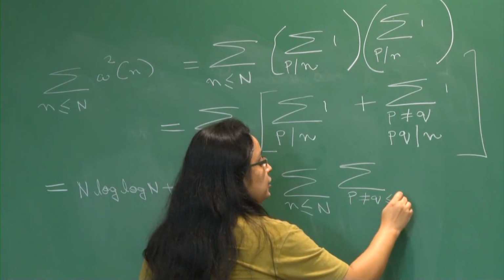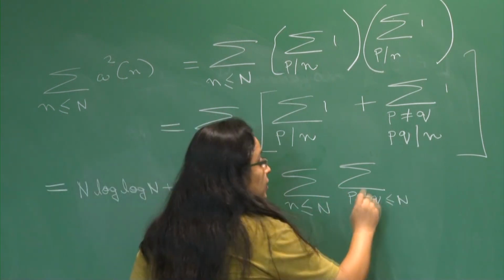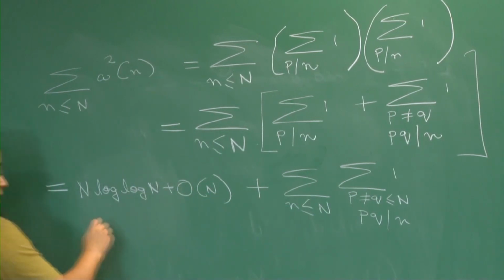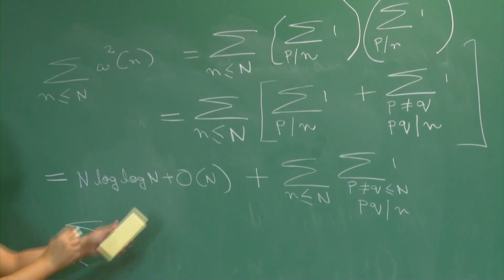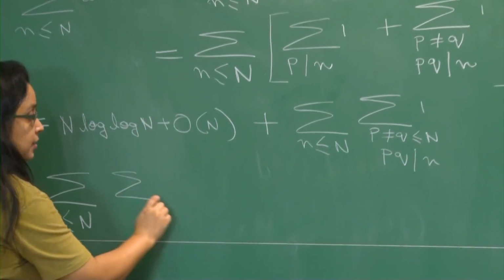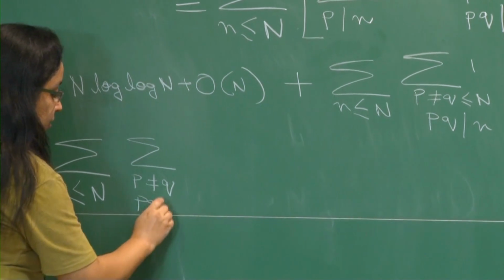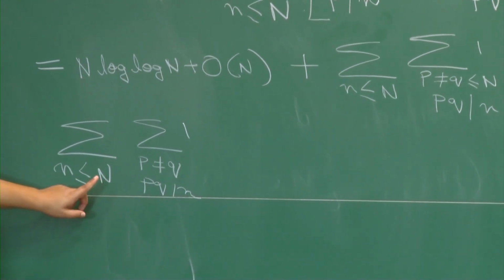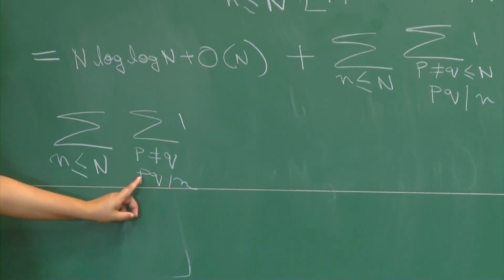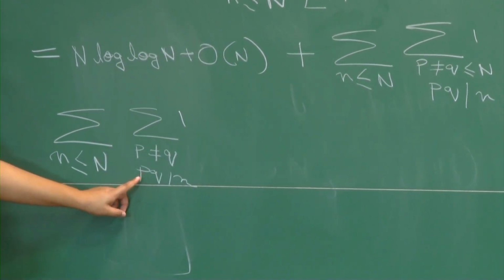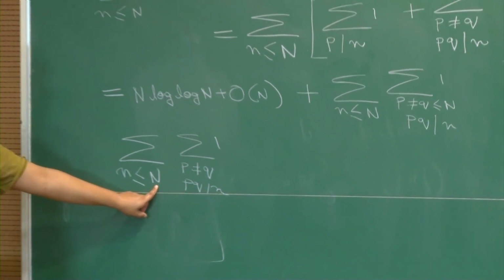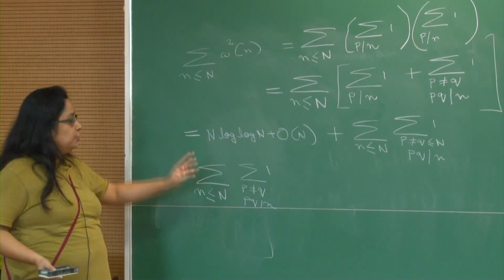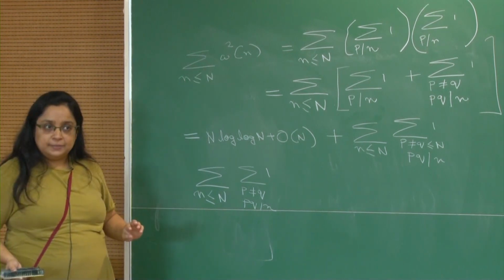You are running over all the primes up till capital N which are not equal to each other, and their products divide n. So, let us look at the second term. What do we have? If p times q divides little n and n is less than or equal to capital N, you can interchange this summation by first taking all those pairs of distinct primes p and q such that their product is less than or equal to capital N, and then in this inner sum you take all the multiples of pq which are less than or equal to capital N. We used this interchange technique when we were looking at the average order of d of n as well as omega of n. So, what do you have here?